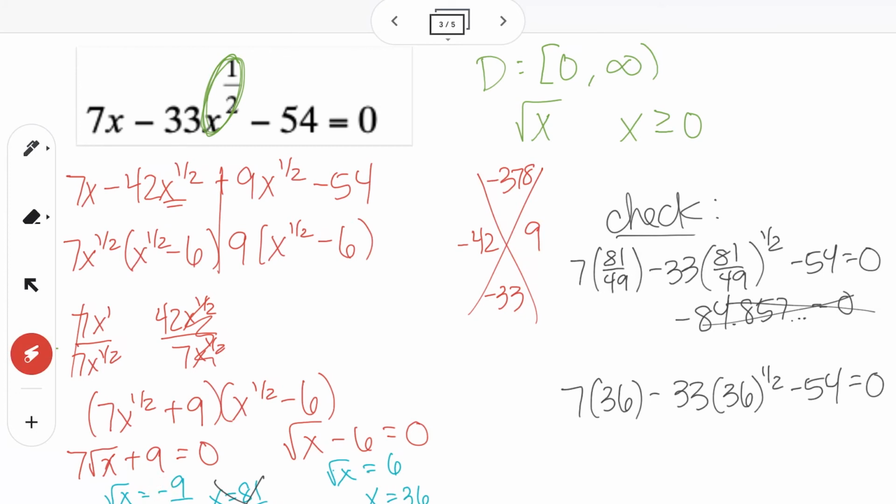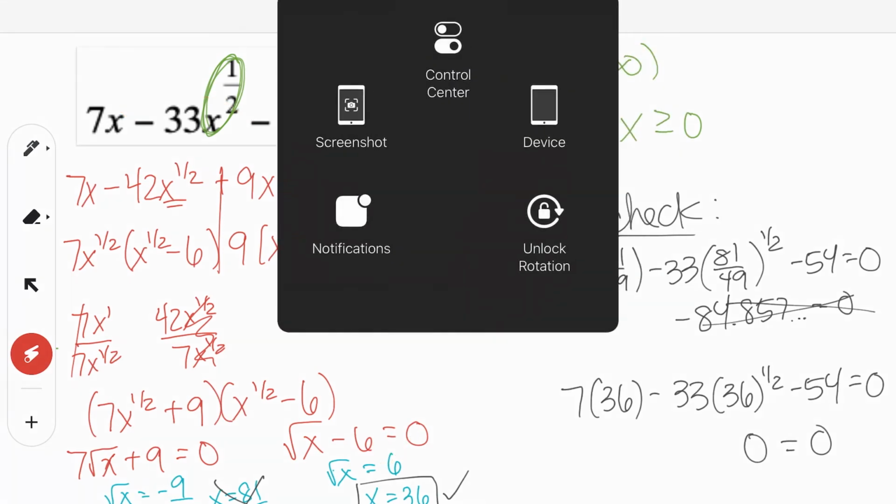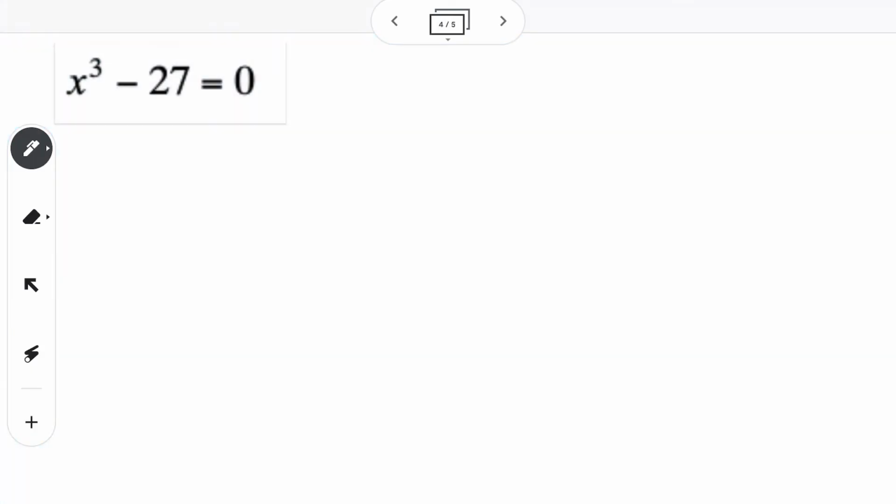Again, because this was negative, we kind of anticipate that that's going to be a problem, but we know for sure now. Doing the second one, I do get that 0 equals 0, so 36 is my one and only solution. Now, if we think back to how our exponents tell us how many answers we should get, it makes sense because my biggest exponent is a 1, and I expect 1 answer.